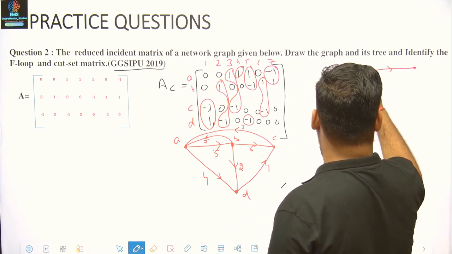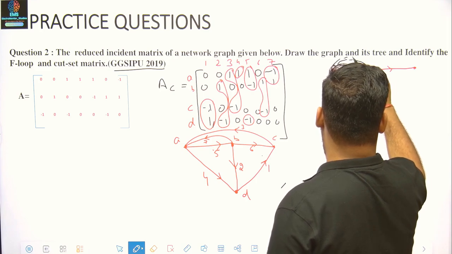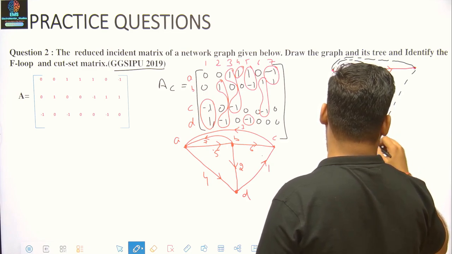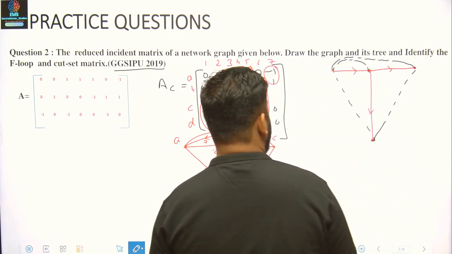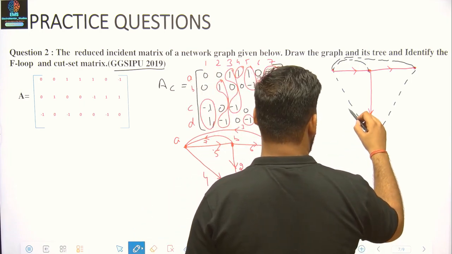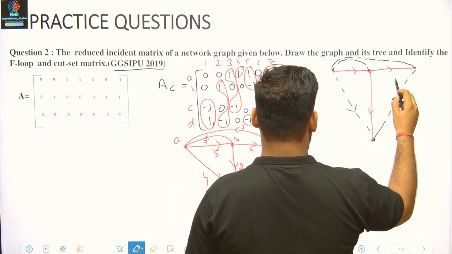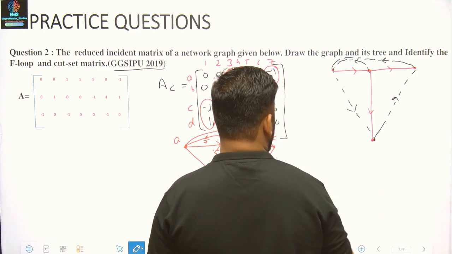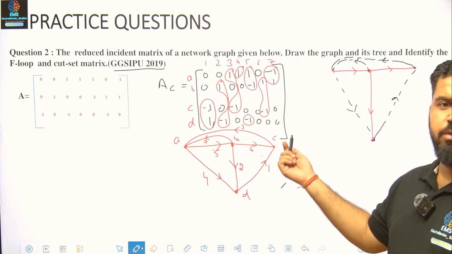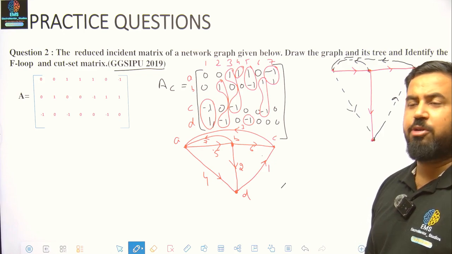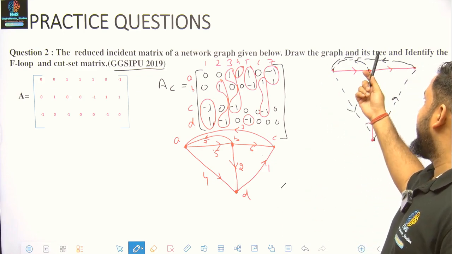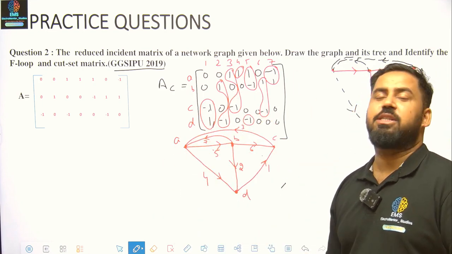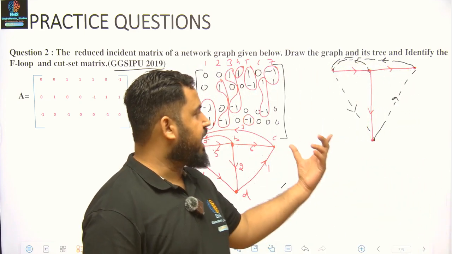And then this all will be my twigs and links. So direction of the current is already given. Okay. So I would request you all, this you can always try and practice to form the tree and its identity and loop and cut set matrix. Okay. So just try it once.